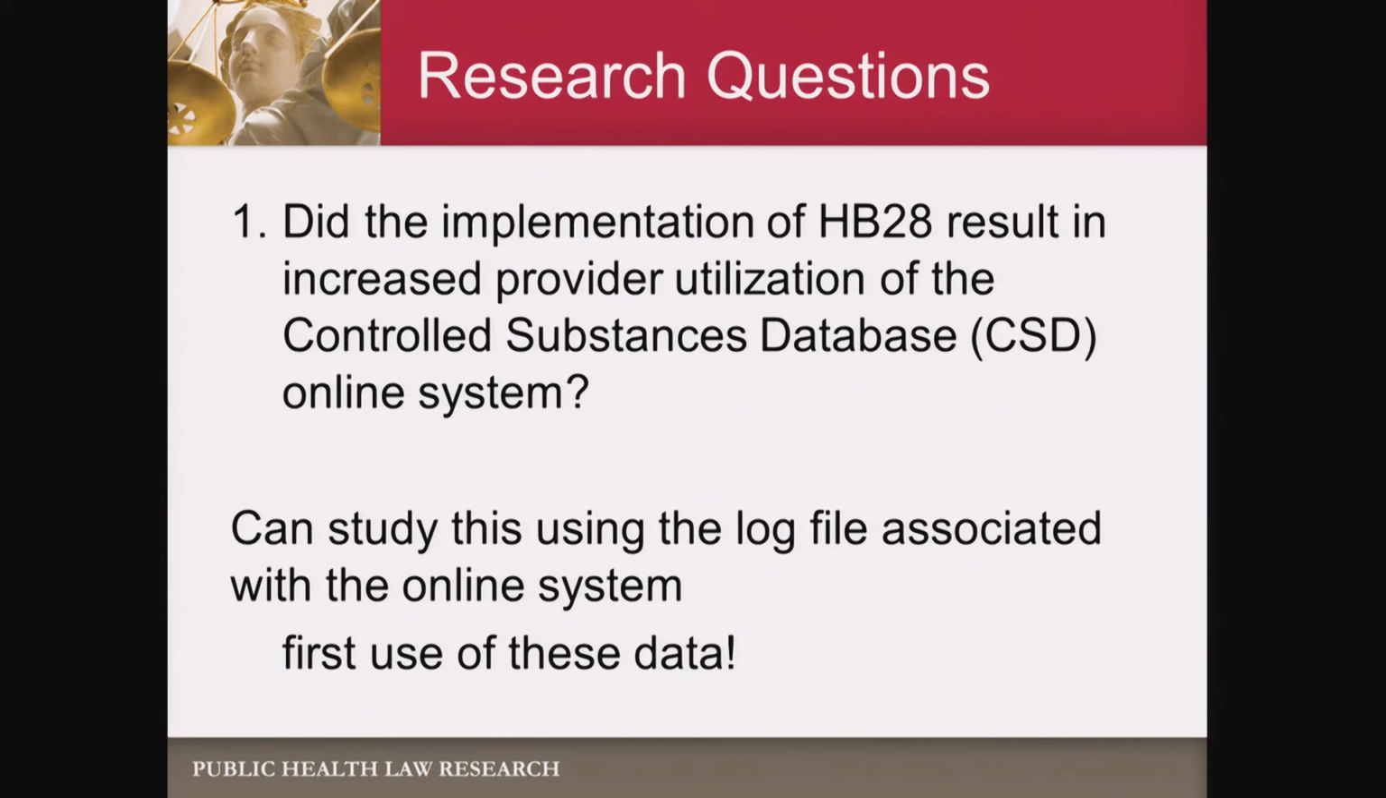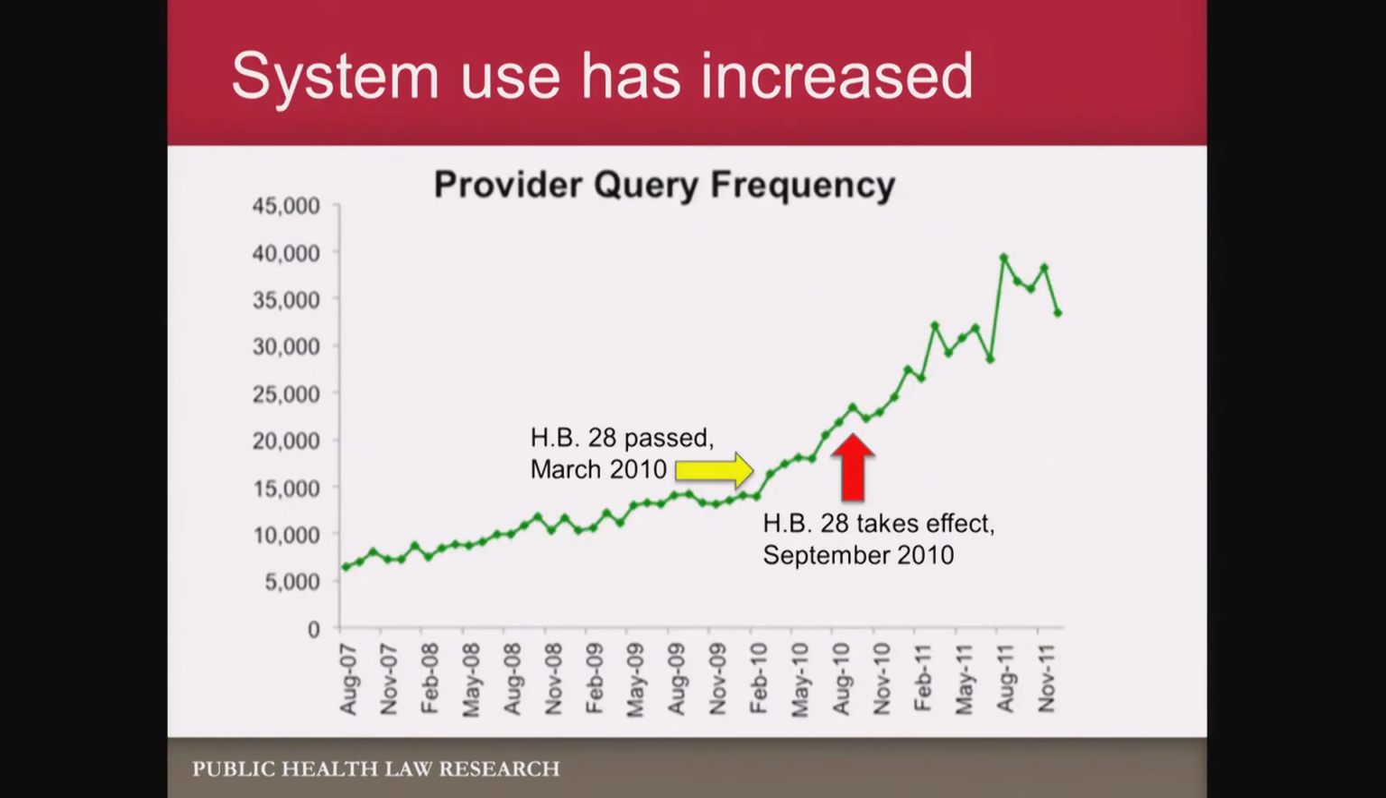Once again, we were the first ones to actually try and do that. Not as easy as you might think. But the good news is that system use did increase. More queries are happening. We'd like to think that this means providers are perhaps looking up their patients and deciding whether or not to prescribe opioids based on what they find. But these are data that are a lot harder to come across, okay?